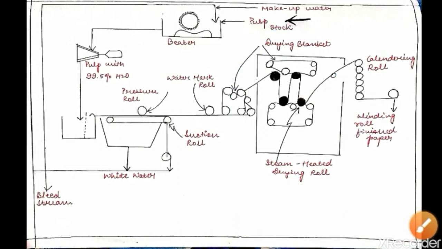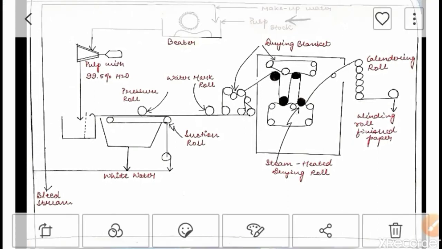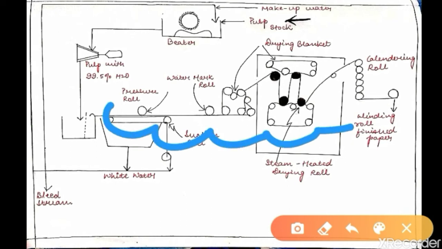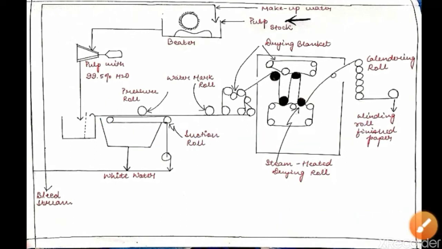So before we end this video, let us go and revise. See, nothing important is happening in the process. Just keep in mind that we are taking a fiber suspension and we need to get rid of the 99.5% water. Just keep in mind, with the evolvement of every step, what are we doing? We are getting rid of the water. Okay, so let us start with the revision.